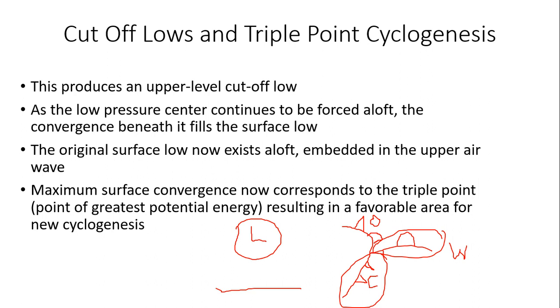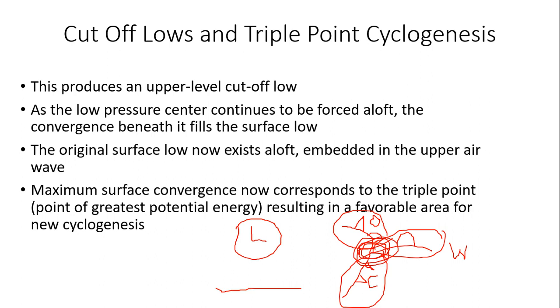Apologize for how sloppy that looks, but this is the occluded front. That is supposed to be a letter O. Right, so the triple point is the point where all three fronts meet, right here in that location. That's a triple point. That is a favorable area for new cyclogenesis, the new development of a low pressure system.